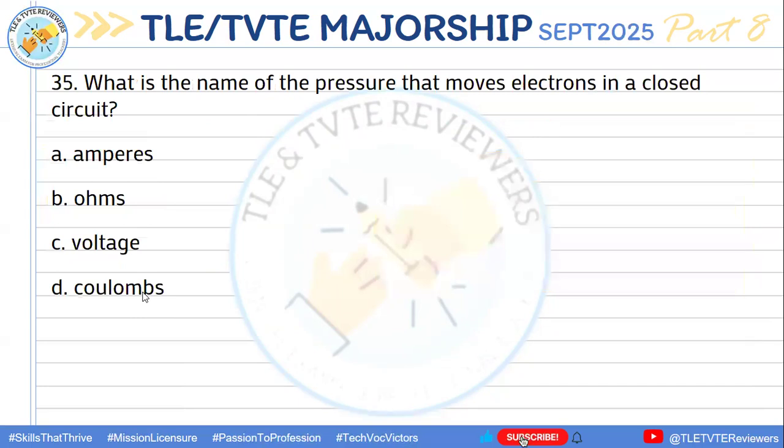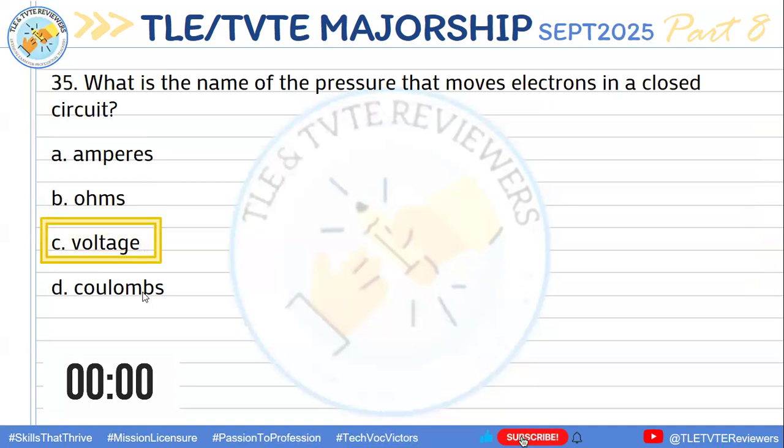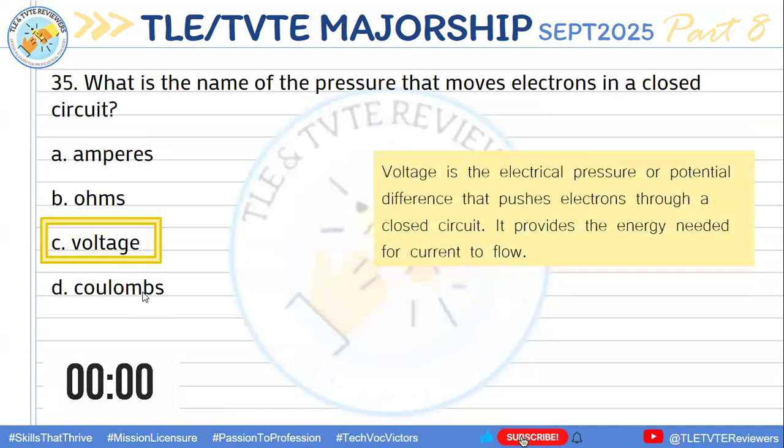Number 35, what is the name of the pressure that moves electrons in a closed circuit? Is it letter A, amperes, B, ohms, C, voltage, D, coulombs? Answer letter C, voltage. Voltage is the electrical pressure or potential difference that pushes electrons through a closed circuit. It provides the energy needed for current to flow.